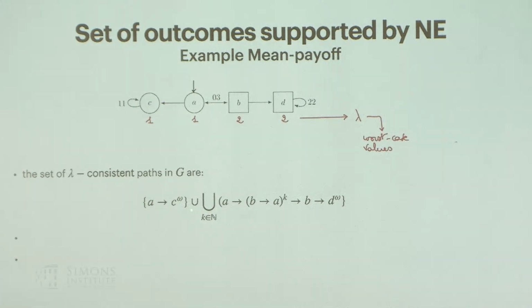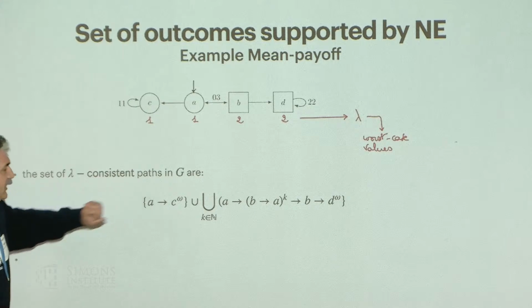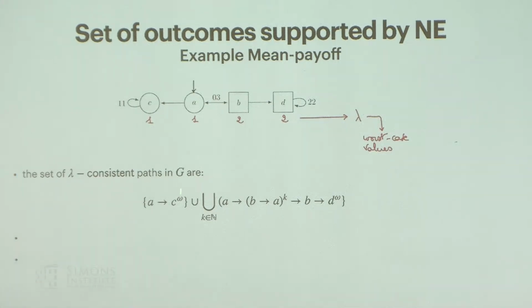Then another Nash equilibrium is to go that way here and cycle here. So you can cycle a bit on these edges here, but at some point you need to go there. Why is it the case? If you take, for example, the outcome that would be AB forever, then it would give 0 to player circle, and then he would have an incentive to go there. Okay, so this is exactly all the paths that are supported by a Nash equilibrium.